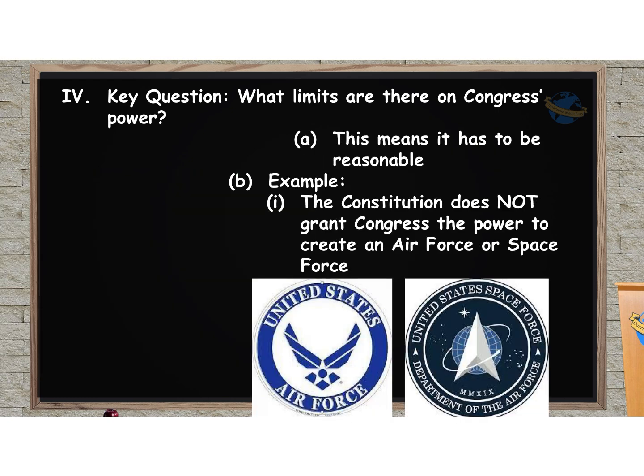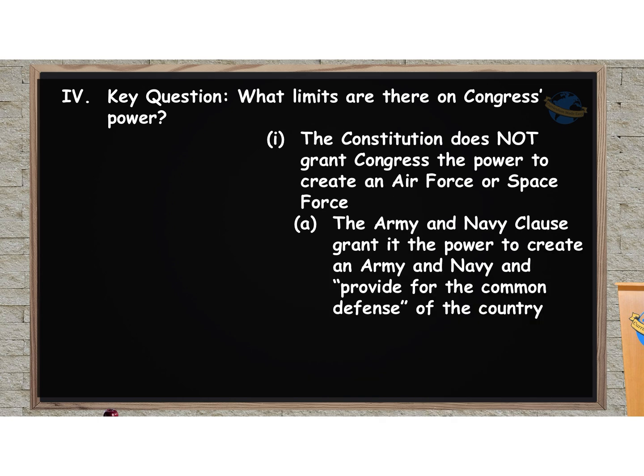A great example of this is that the Constitution does not grant Congress the power to create an Air Force or a Space Force. And yet, Congress did create an Air Force after World War II, and in the last Trump administration, created a new branch of the military known as the Space Force. That is because the Constitution says that the government was created to provide for the common defense of our country. It also has explicit clauses that allow Congress to create an army and a navy.